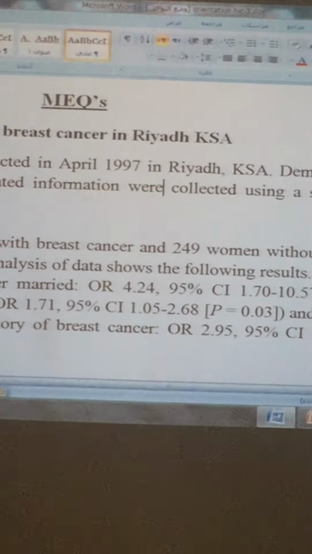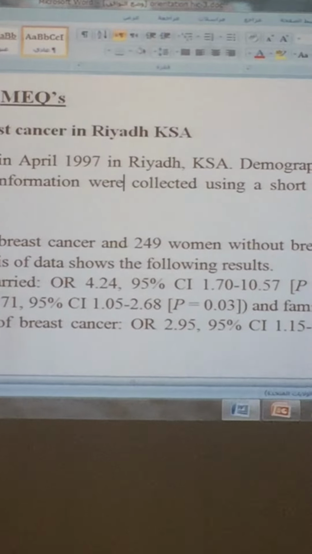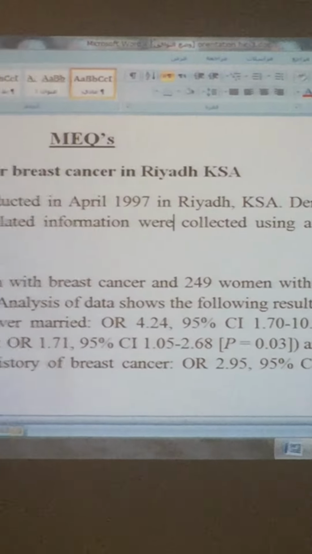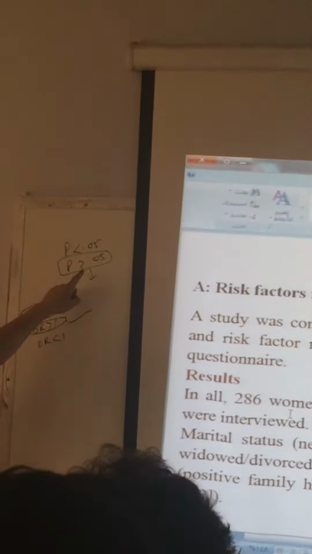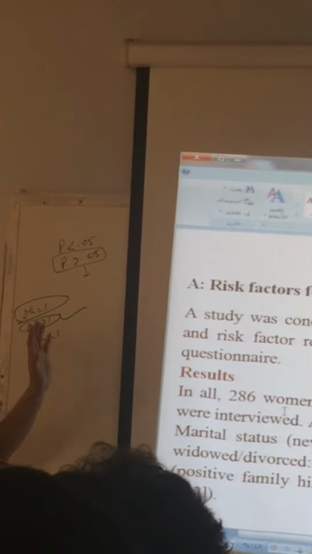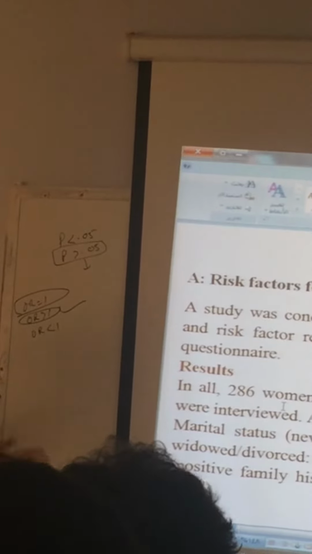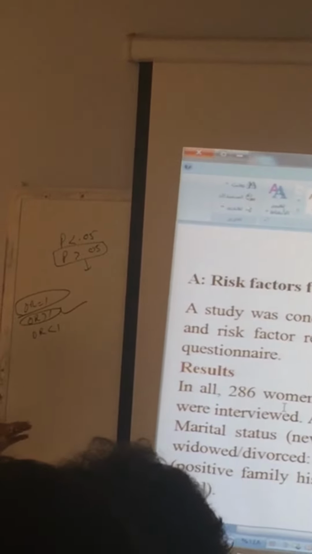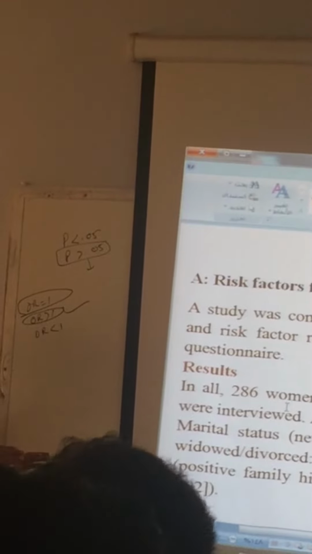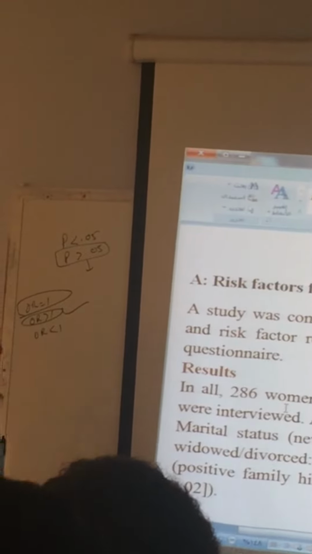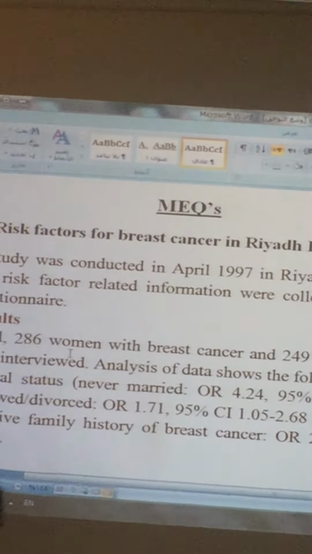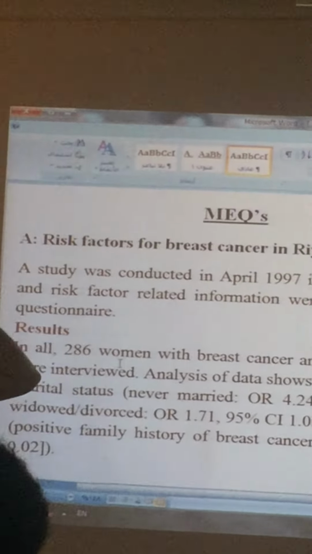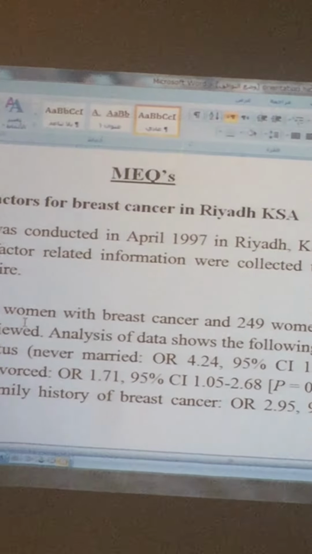The p-value will tell us about significance and non-significance. If it's more than 0.05, not significant. If it's less than 0.05, significant. That means they have more risk. Non-significant means this is because of chance. So we can say the risk is significantly increased. That means those females who have never married, the risk is significantly increased as compared to those who are married. Is that clear?